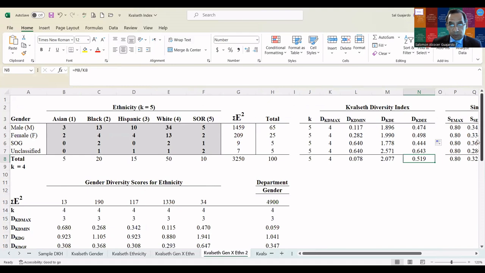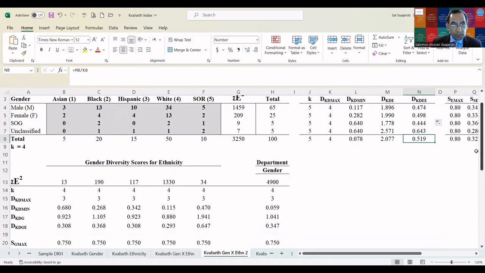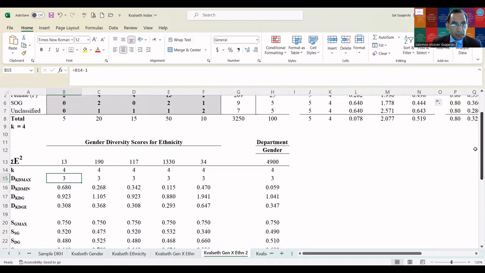Now let's go briefly to the Asian group by gender. So here I have 4 groups for gender. If I use the Kvalseth formulas, remember the Kvalseth maximum value is going to be the number of groups minus 1, so it's 4 minus 1, which gives me 3 for the maximum value.